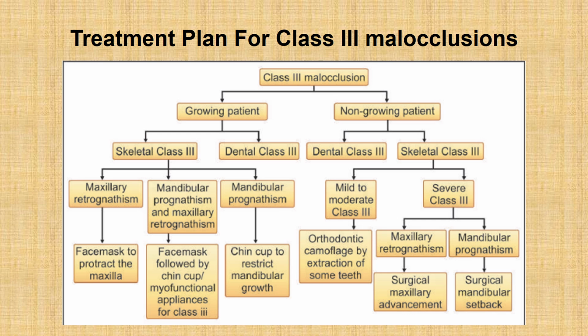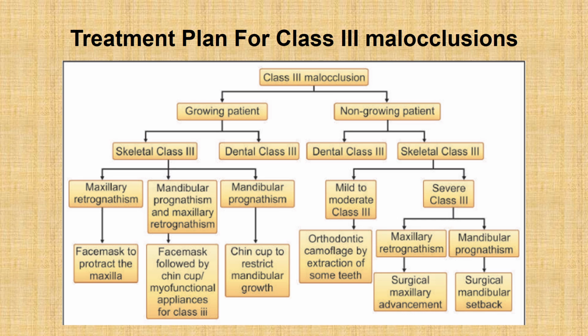Okay, the treatment plan for class 3 malocclusion. Now, when we are treating class 3 malocclusion, the first thing to consider is whether the patient is growing or whether it's a non-growing patient. In either of these categories, we will have to decide whether the malocclusion is basically skeletal or dental. Now, if the malocclusion is skeletal in nature, then in a growing child, the modality of treatment will be some form of orthopedic intervention. Exactly which one will depend on which jaw is at fault.